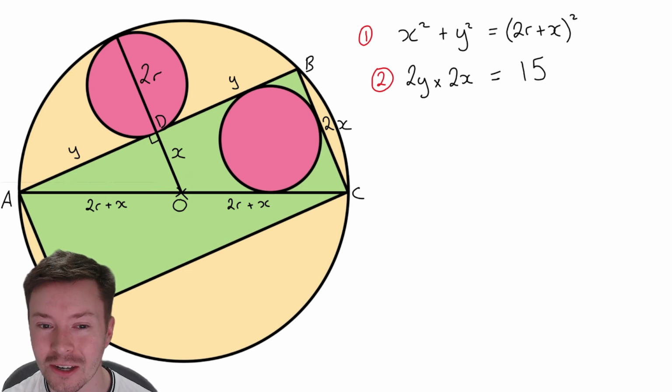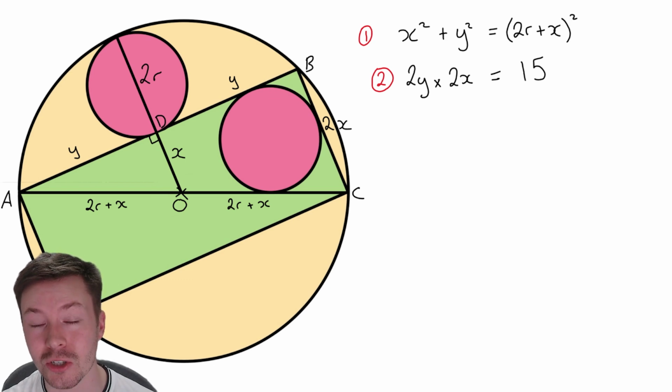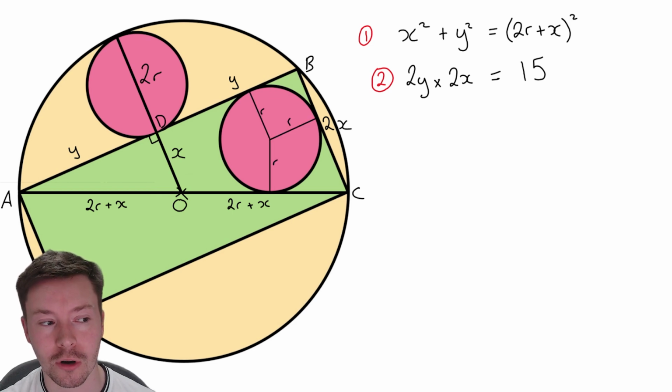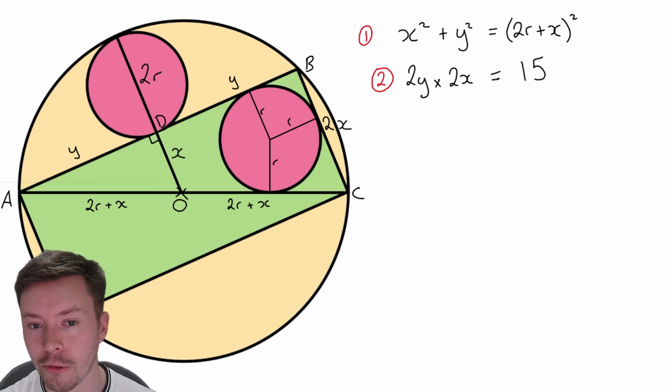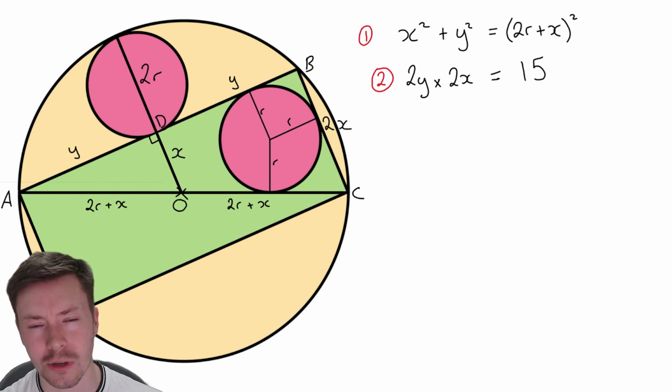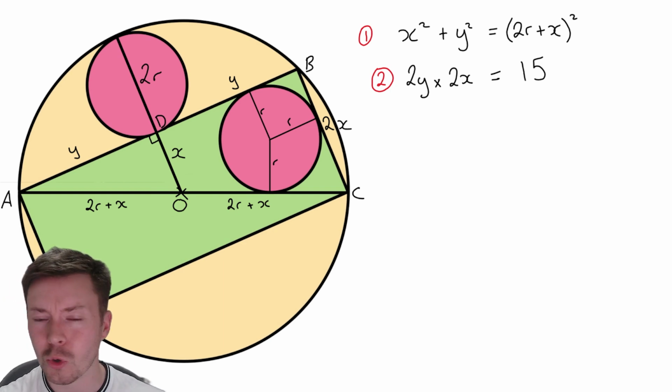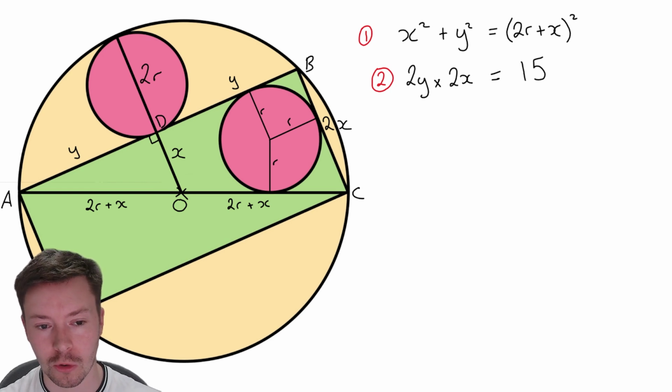Now, the next equation, and we need 3 equations here because we've got 3 variables, is a little bit trickier to find. The next equation comes from what I'm going to show you now. I'm going to draw on the radii from the other pink circle that I haven't really talked about too much so far. They will all have a radius of r.